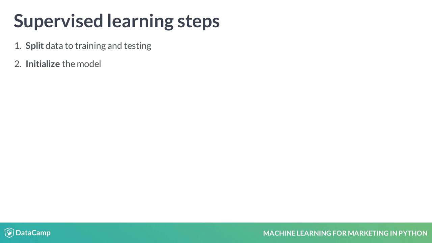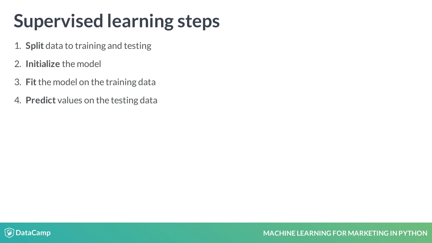Then we initialize the model. After that, we fit the model on the training data. Here, we also say that we are training the model. Once that is done, we predict the outcome using the trained model on the unseen or testing data. Finally, we measure the performance on the testing data. Let's see how this looks in code.